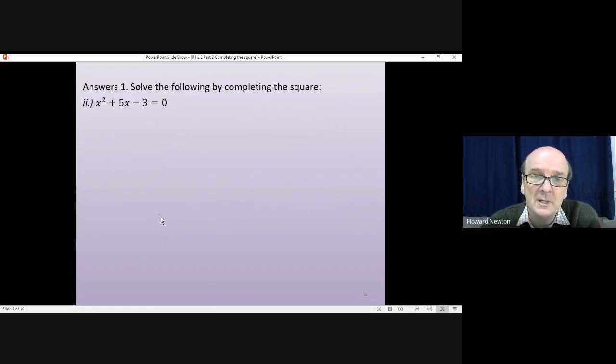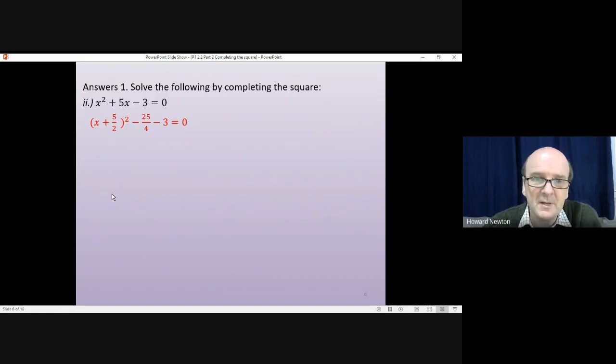Second question, a little bit more fiddly because of the odd number here. When we half 5, we get 5 over 2. Leave it as an improper fraction. Don't write it as a decimal. Don't write it as a mixed number. Makes it a lot easier if you just leave it as that. Now, when I square that bracket, it'll give me the x squared, it'll give me the 5x.